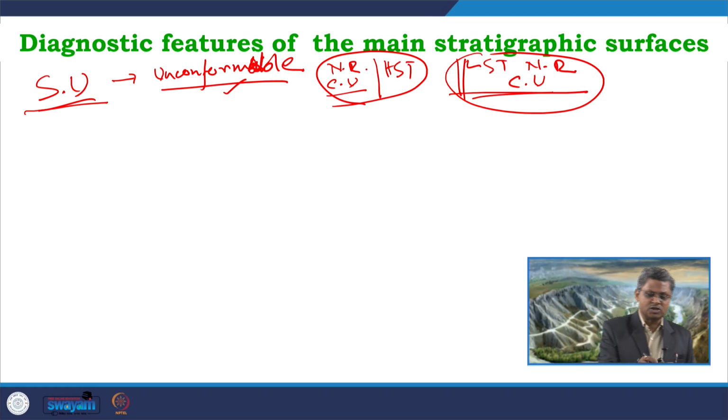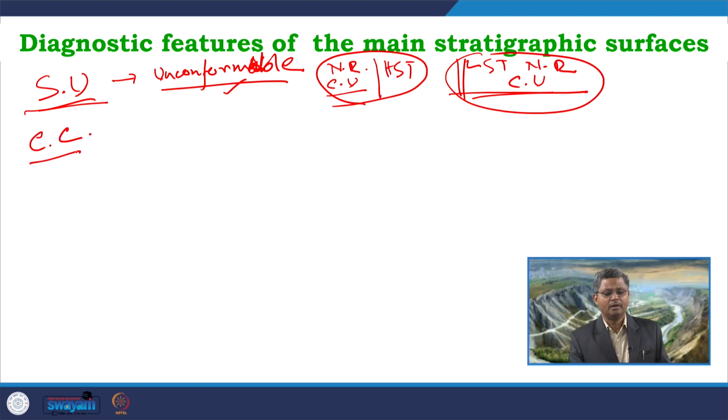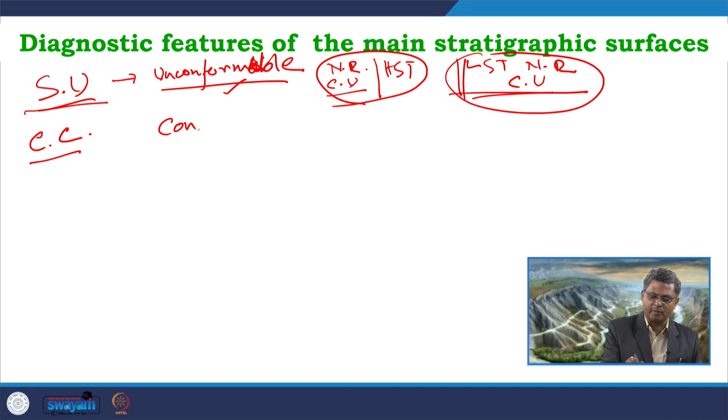Now, if I compare this with a correlative conformity surface, what will be the nature over here? First of all, this surface is a conformable contact.